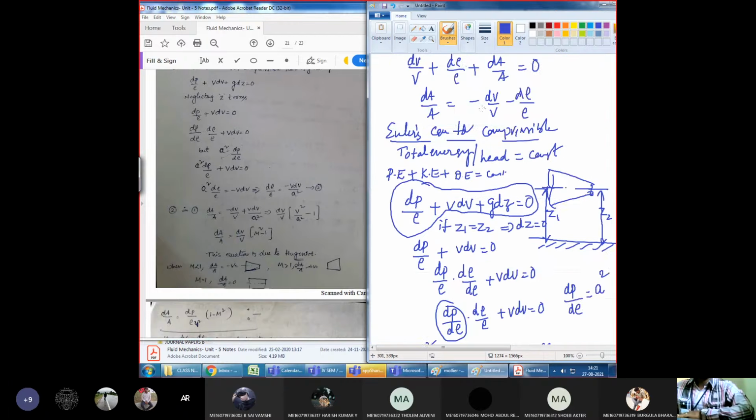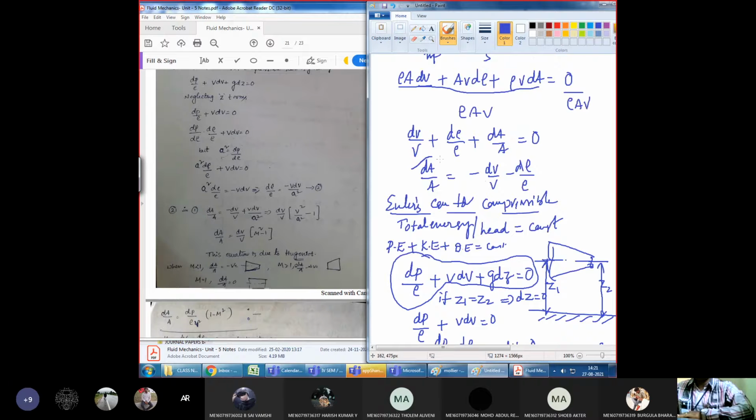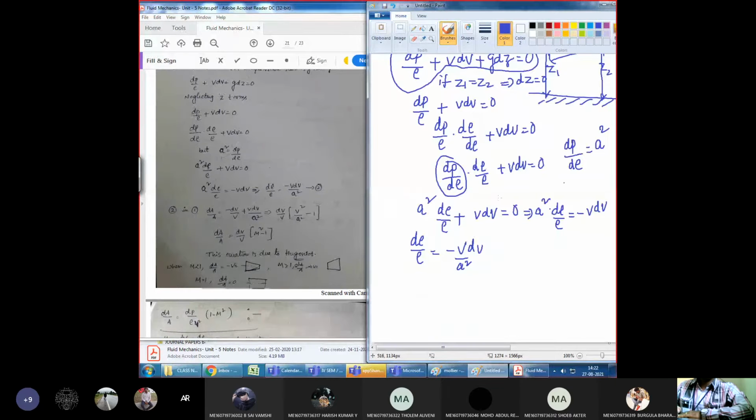Right. Now what are we doing? We have already written dA by a in terms of dv by v and d rho by rho. Now we are substituting d rho by rho in this equation. Make it equation 1, and d rho by rho is equation number 2. Substitute 2 in 1. So we will get dA by a is equal to minus dv by v, and minus d rho by rho is replaced. Already minus is there, so minus into minus gives plus, v into dv by a square.